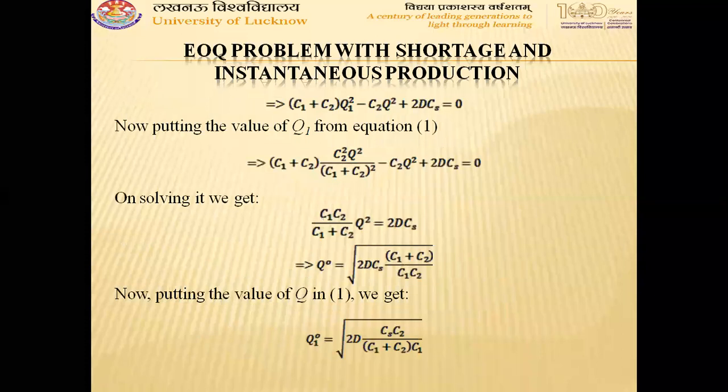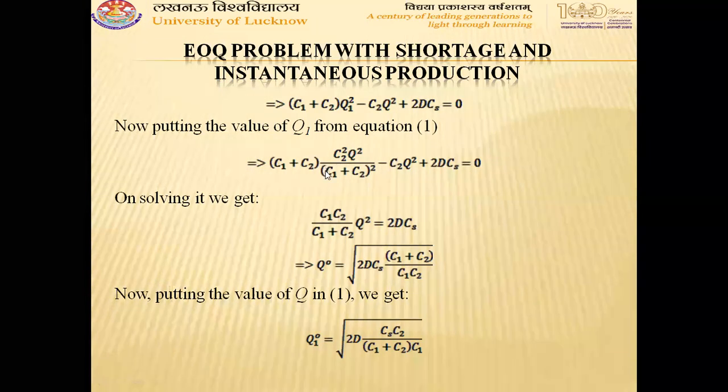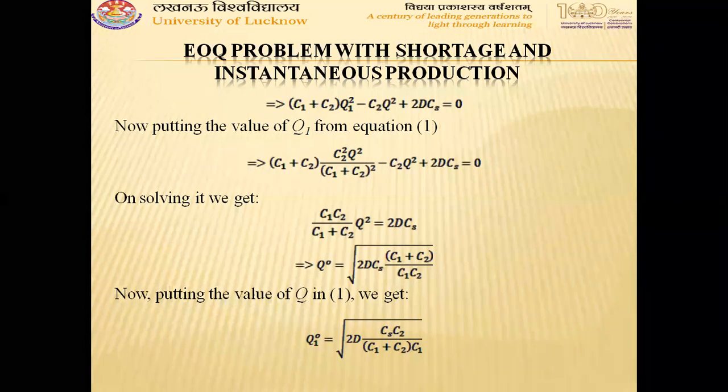Now from equation 1 we can put the value of Q1 in terms of Q. So the equation will become (C1 plus C2) into C2 square Q square divided by (C1 plus C2) whole square, minus C2 Q square plus 2DCS. Now from the first and second term we can take Q square common, and on solving we get C1 C2 upon C1 plus C2 Q square is equal to 2DCS. So Q naught, that is EOQ, will become root of 2 DCS into (C1 plus C2) divided by C1 C2.